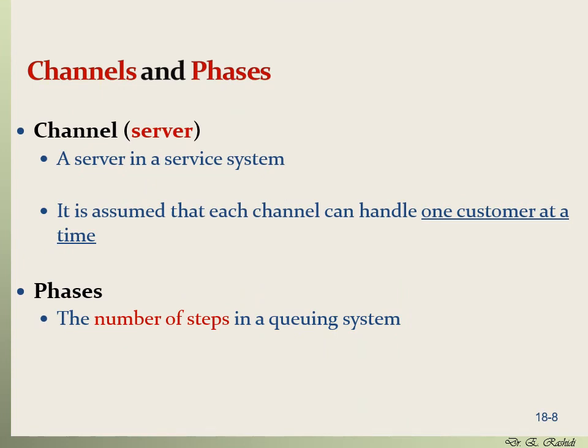Channels and phases. A channel is a server, or similar to a server, in a service system. It is assumed that a channel or a server can only serve and work on one customer at a time. What are phases? A phase is a step or stage in a queuing system. So each step is called a phase. The number of steps is the number of phases. We're going to see a visual example of this to make it more clear for you.